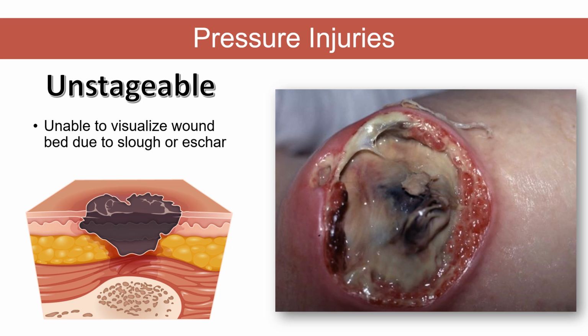Then we have unstageable. If you see an unstageable wound, you'll either see a black, leathery crust, or this eschar here with slough. We cannot see the wound bed, so we're not able to stage it. Even if you look at this wound and it's very obvious that it's not a stage 1, not a stage 2, probably not a stage 3, this is probably a stage 4, it doesn't matter because we can't see the wound bed.